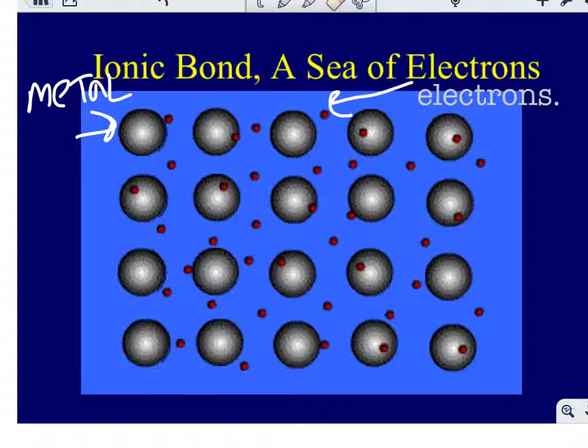Here's a metallic bond, in which you have a sea of electrons floating around the metals. Sometimes they also call it an ionic bond, but again, if you have 2 metals, it's a metallic bond. Here you see the red circles are floating electrons in a sea of metals. So there you have the 3 different types of bonds: the ionic, covalent, and metallic.